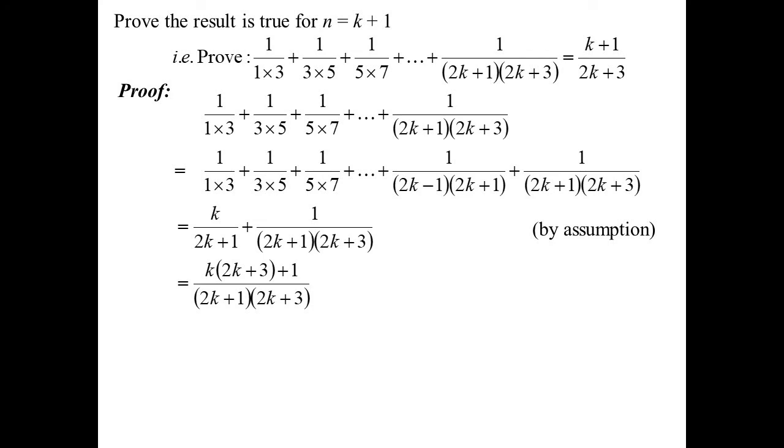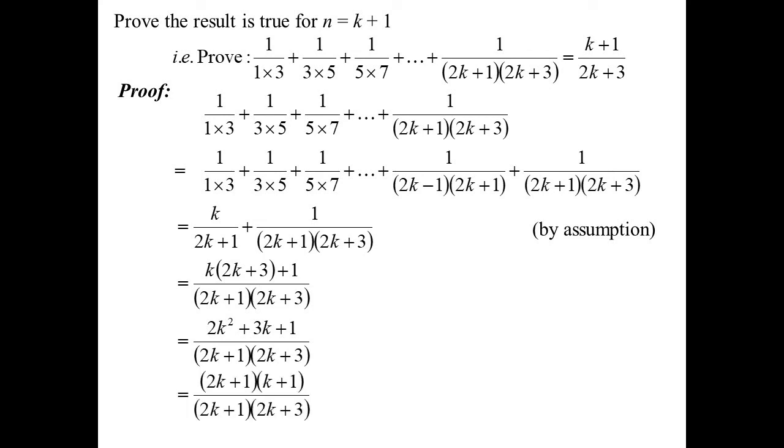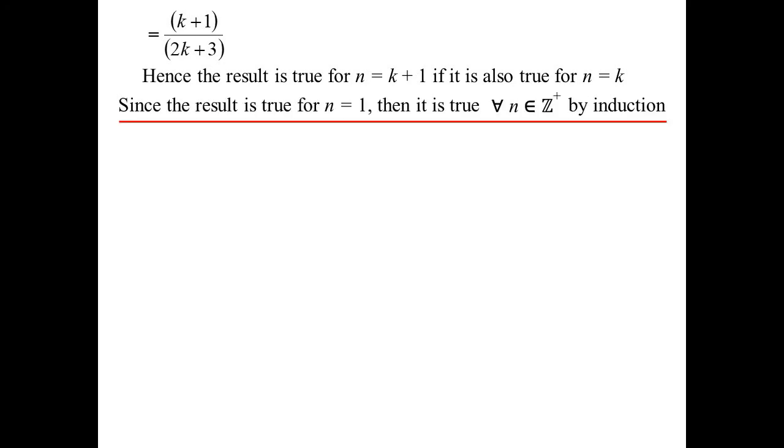We'll get a common denominator of 2k plus 1, 2k plus 3. Top of the fraction on the left-hand side, we get k, 2k plus 3. And I haven't done anything with the right-hand side because the denominator was already 2k plus 1, 2k plus 3. 2k squared plus 3k plus 1, which factorises to be 2k plus 1, k plus 1. The 2k plus 1s cancel. That was what we were trying to prove. Hence it's true for k plus 1, if it's also true for k. And since we showed it was true for 1, got to be true for all of them by induction.